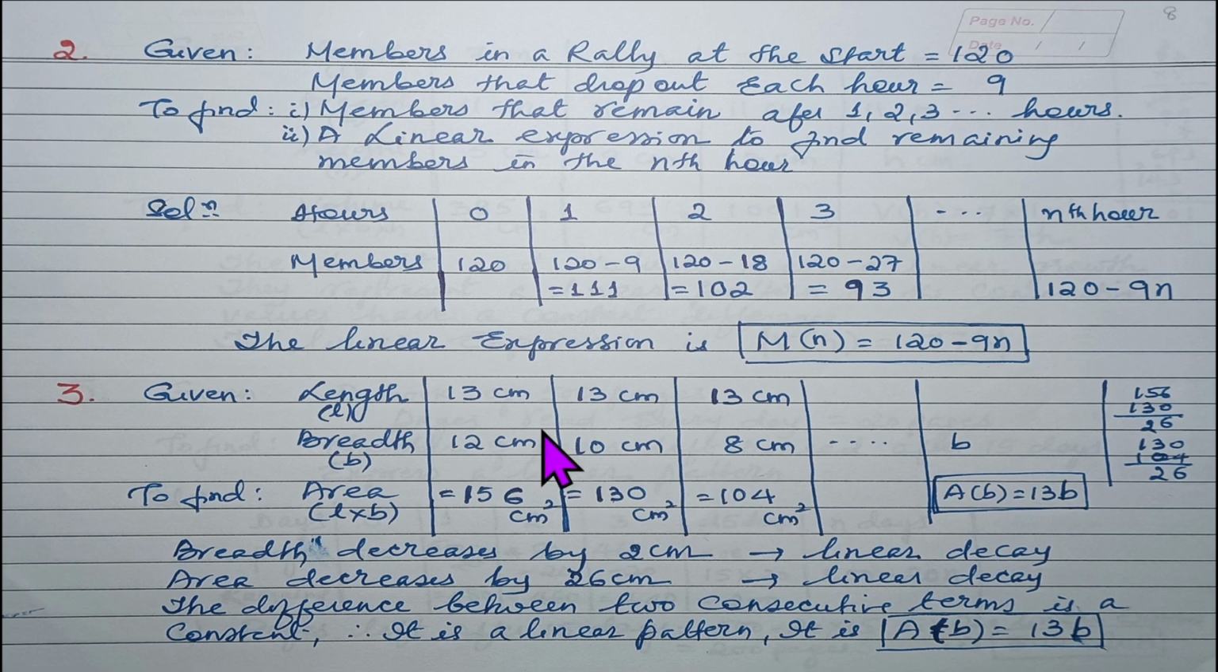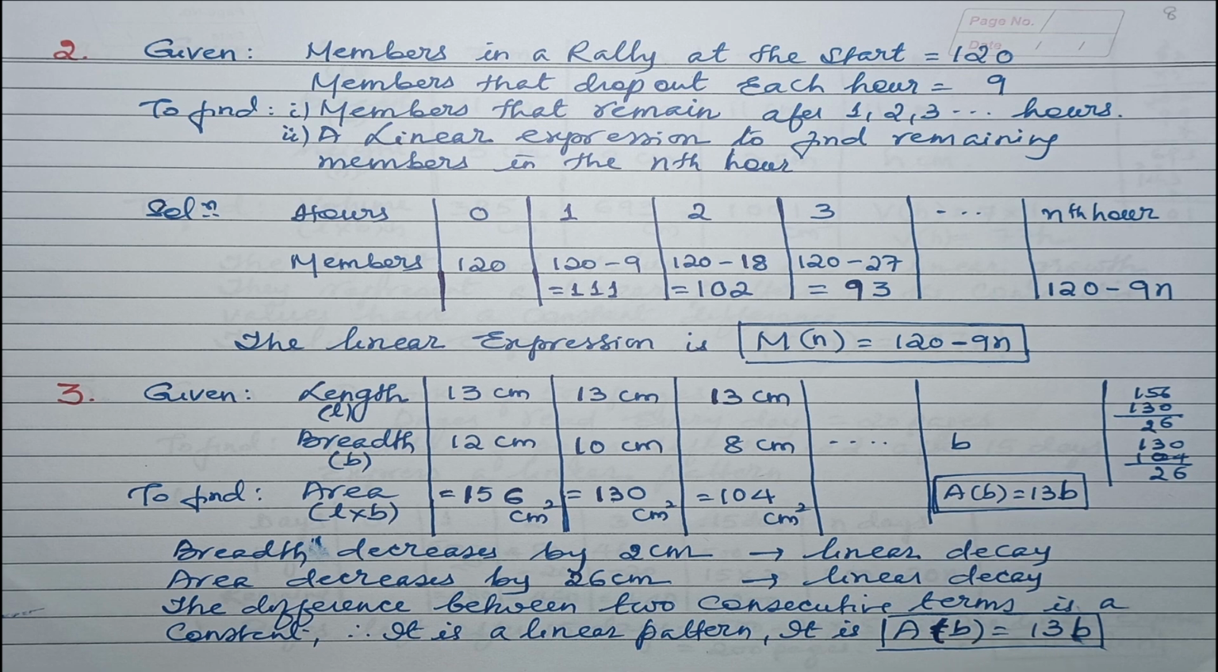Now we have to generalize this. The general formula would be, for a breadth of B, the area A of B is equal to 13B, the general linear expression. You find that the breadth decreases by 2 centimeters, therefore it's a linear decay, and so also the area decreases uniformly, the consecutive terms having the same difference, and therefore that is also a linear decay. So the difference between the consecutive terms is a constant, therefore it's a linear pattern, and the general form is A of B is equal to 13B.